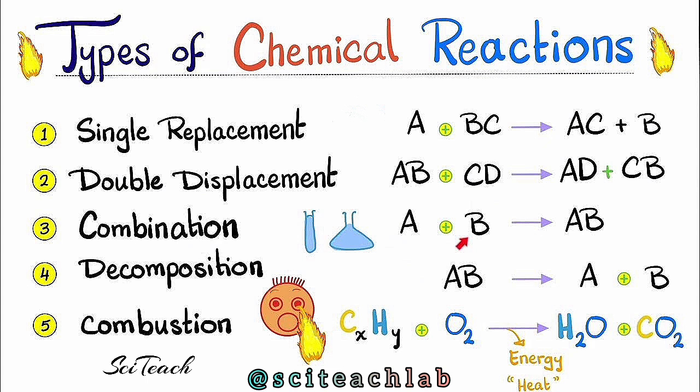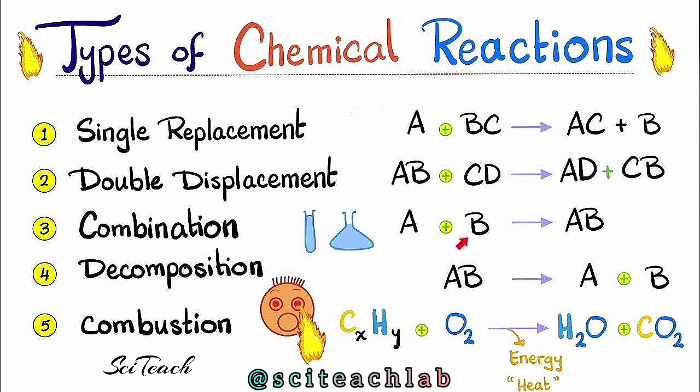We have the combination reaction. That's when two or more substances combine to form one single compound. That's like Fe plus S will yield FeS. Iron combined with sulfur to yield iron sulfide.